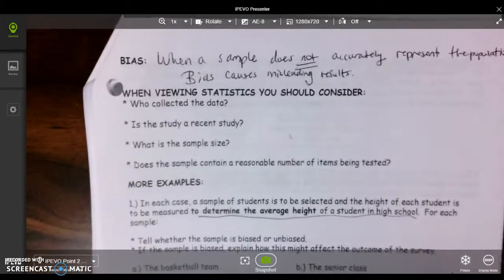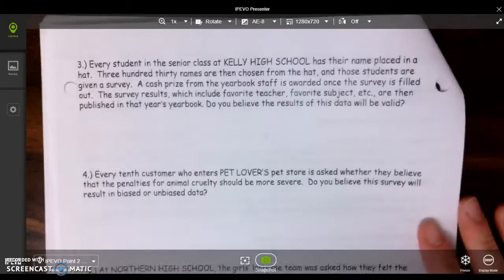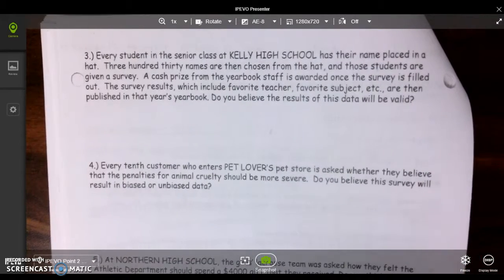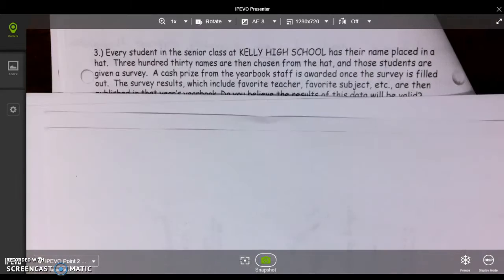I would like you guys to try doing a couple of these with your partner or by yourself. And again, you're asking yourself, is it random or is it not random? If the answer is that it's random, then it's good. It's called unbiased. If the answer is that it's not random, then it's bad and it's called biased. So why don't you guys try doing 3 through 6 right now, either by yourself or with a partner.